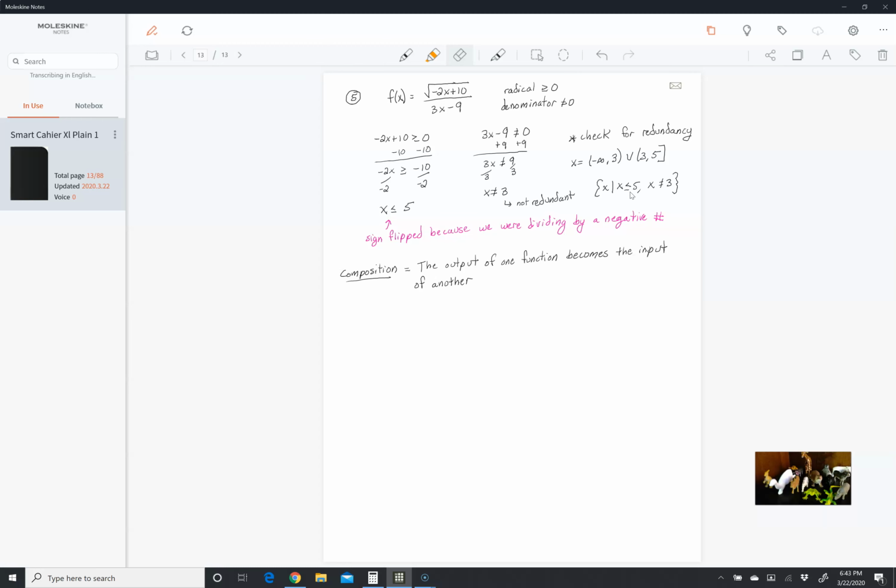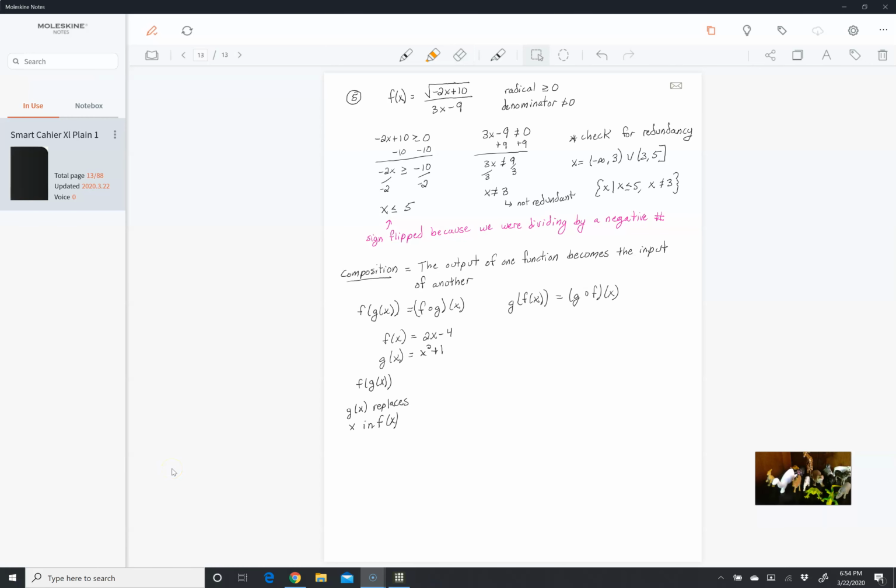And there are two ways to write this. So we could write it as f of g, and we can also change the order, g of f. So if we take two functions, f of x equals 2x minus 4, g of x equals x squared plus 1, then what we're saying is that f of g of x represents g of x put in f of x.